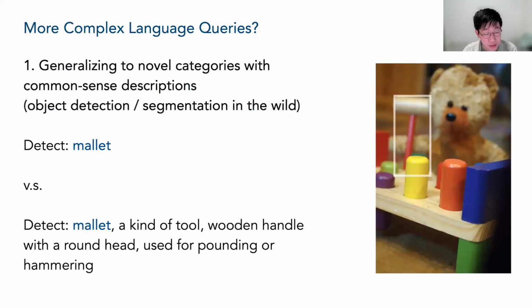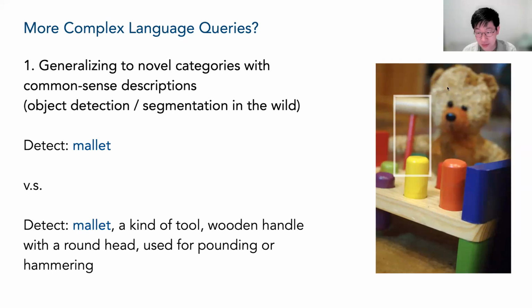But the next question many people are asking is, can this model take more complex language queries? Why do we want to do that? The first reason is that you hope to generalize better to novel categories by providing some common sense descriptions. This helps achieve the goal of recognition in the wild, including classification, detection, or segmentation in the wild.